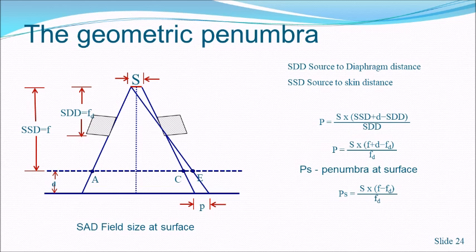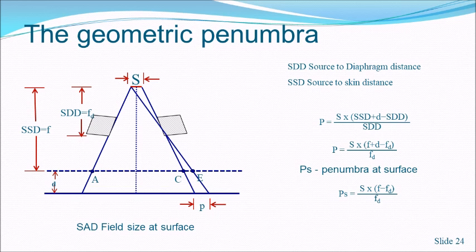Now from this equation you can say penumbra will increase if the source size increases or SSD increases or the depth increases. Penumbra will decrease if source to diaphragm distance increases. That means if you bring the diaphragm closer to the patient, the penumbra will be much smaller. But there will be other problem. There will be scatter from the diaphragm to the patient, which will increase the skin dose.